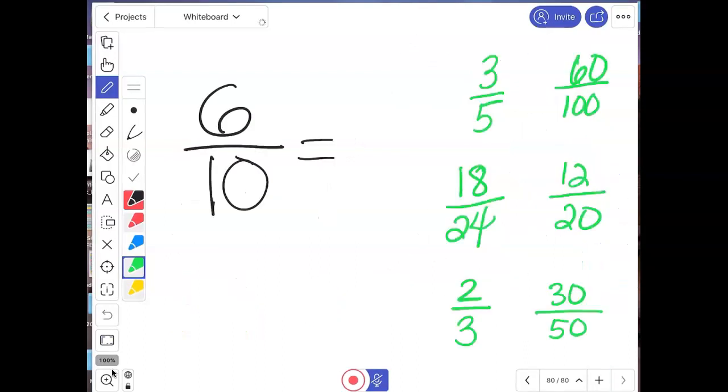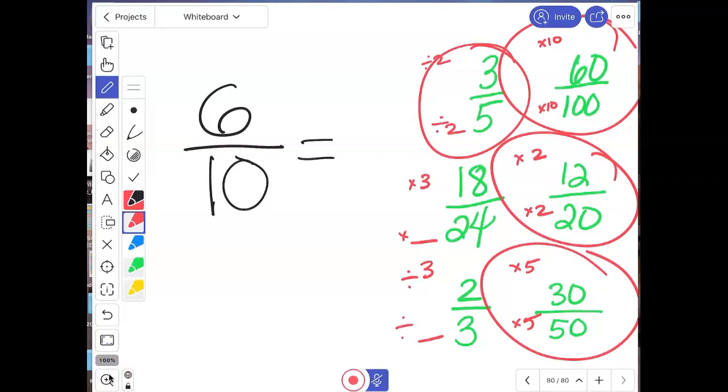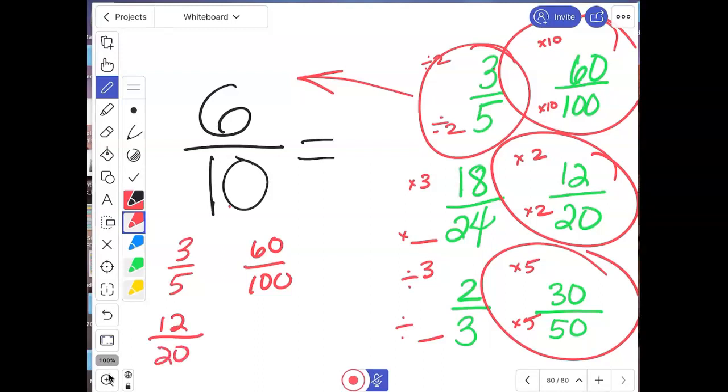Okay, one more time. Pause, see which ones work, come back and check your answer. And there you have it. I found 4 again. 3/5 works. That time I divided. I used a division because 6 divided by 2 is 3 and 10 divided by 2 is 5. I got 60/100 was equivalent. I've got 12/20 is equivalent, and 30/50 is equivalent. Because this one is divided by 2 and 2, times 10 and 10, times 2 and 2, times 5 and 5.